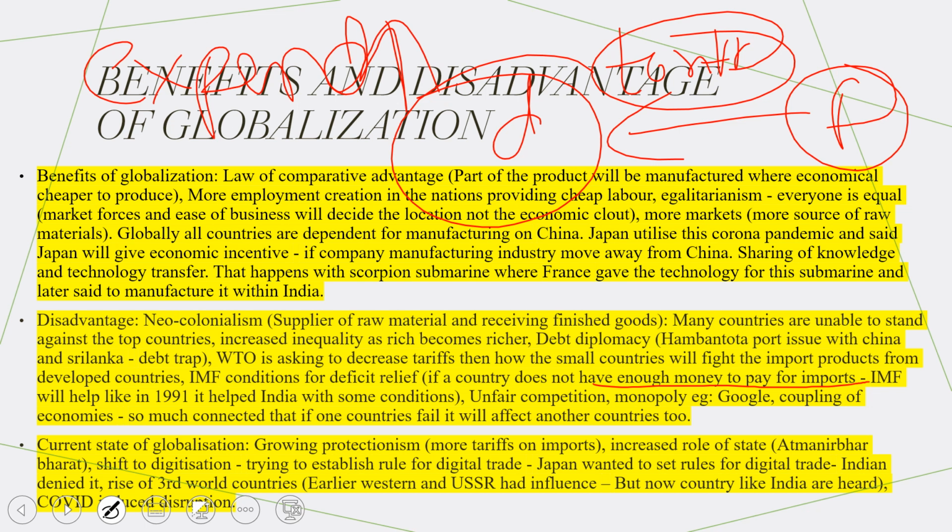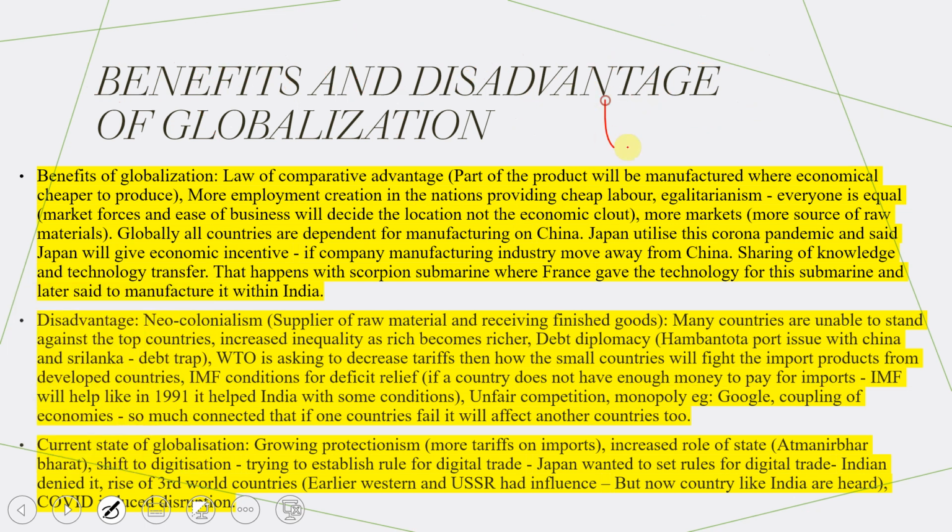Then the coupling of economies: they are so connected that if one country falls, another country will also fall. We saw that when the USA economy fell in 2007-2008. The whole world was impacted, even India. Why? Because of globalization. All the countries are interconnected. That is one of the drawbacks. If one country fails, most of the countries will fail. I will give an example.